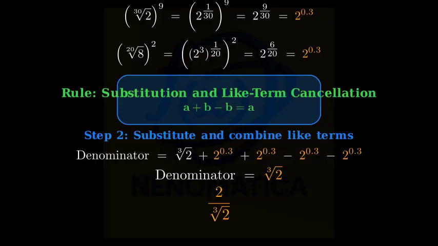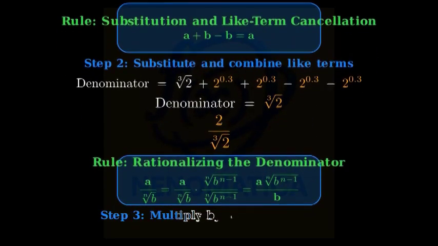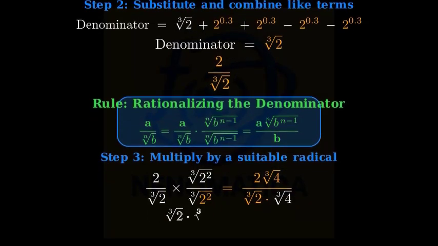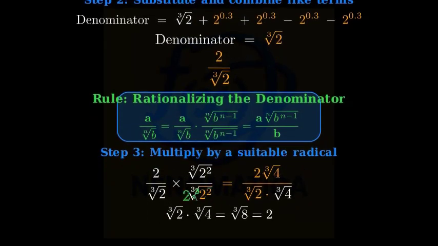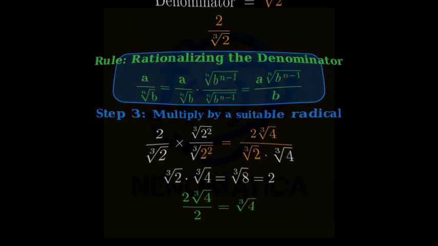Step 3. Rationalize the denominator. Show the rationalization rule box. Then place the step title. Multiply numerator and denominator by the cube root of 2 squared. Simplify the denominator to 2. Finally, cancel the common factor and state the result, the cube root of 4.